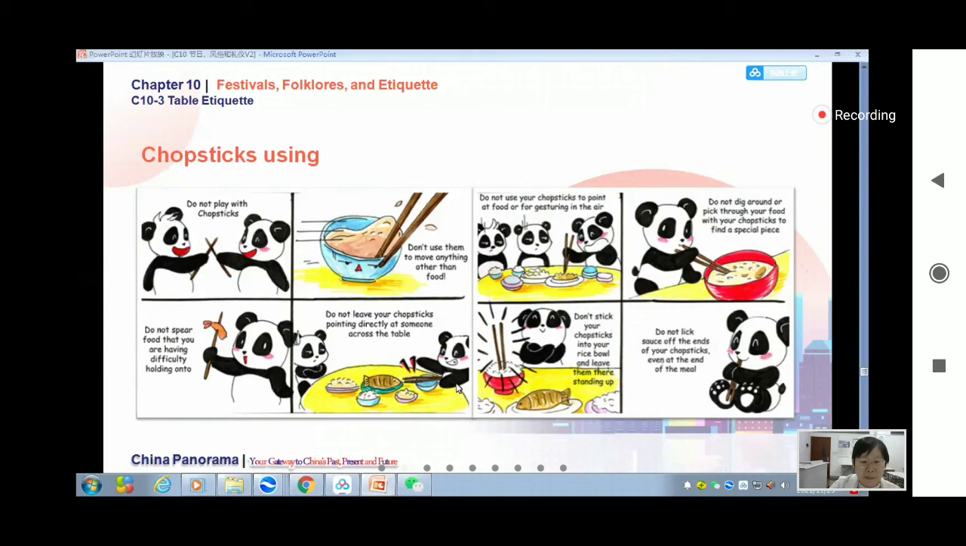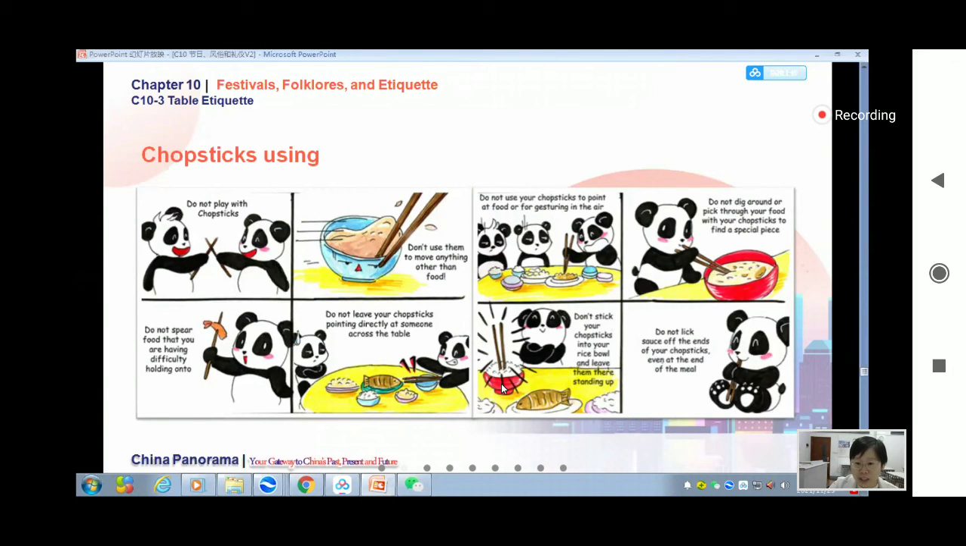And this one is like you don't point the chopstick to someone, okay? Okay, don't put this, and don't put the chopstick pointing directly at someone, okay? And then we don't do this.